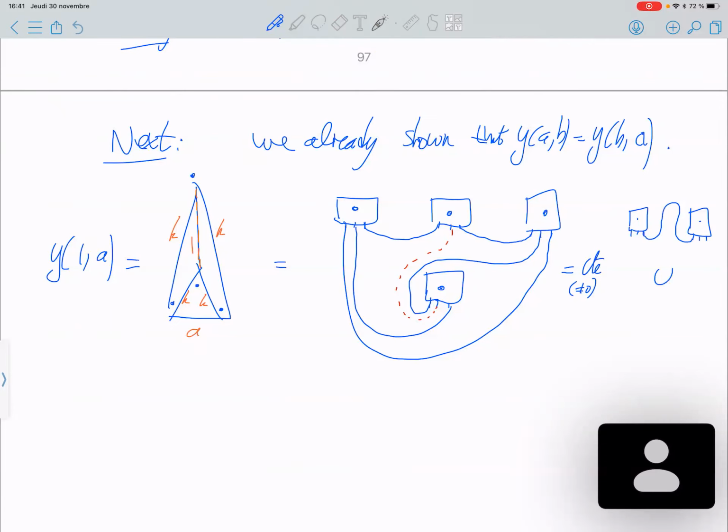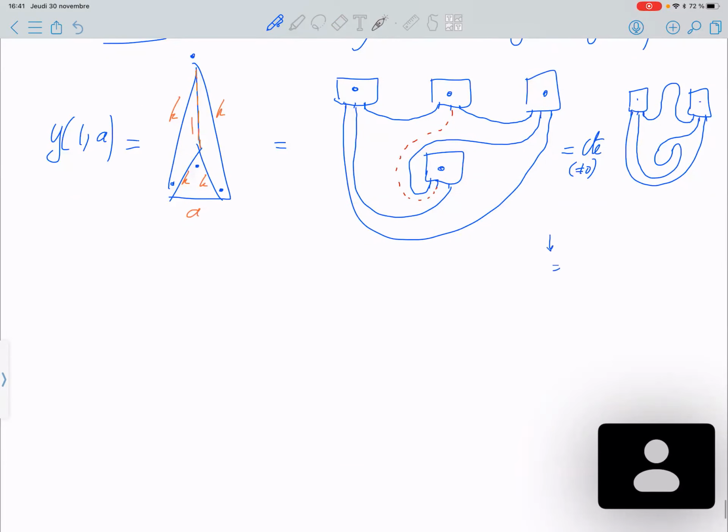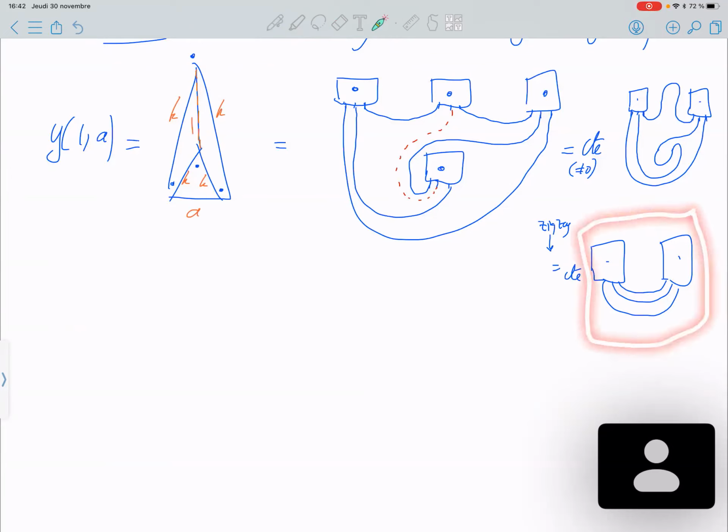You have a co-evaluation map here, which goes like that and like that. And then you have like that. And by the zigzag relation, this is nothing but that times a non-zero constant. But this corresponds to the basis. This is the bilinear form on the basis. So we know that this element of the basis and this one are dual to each other. So this is non-zero.